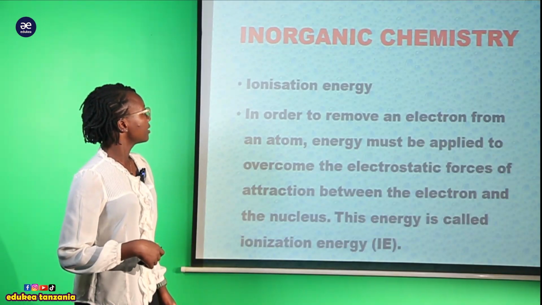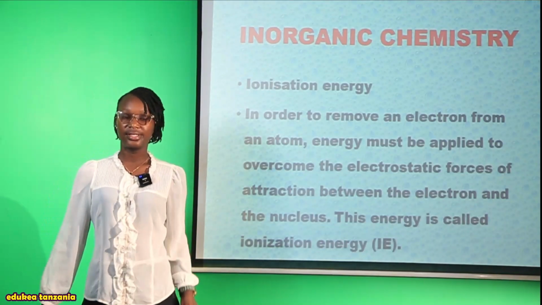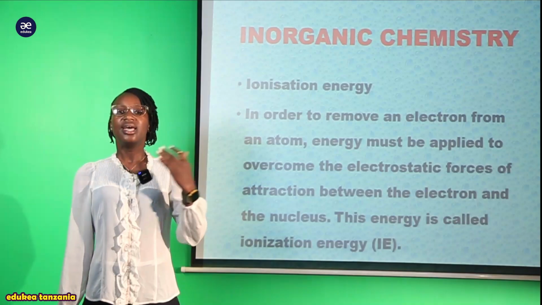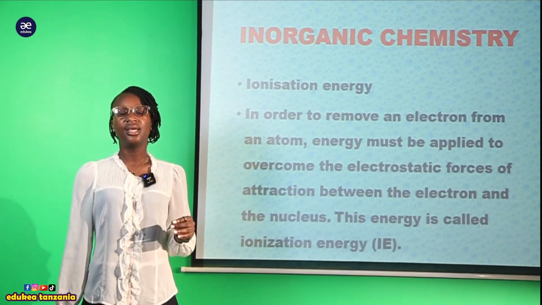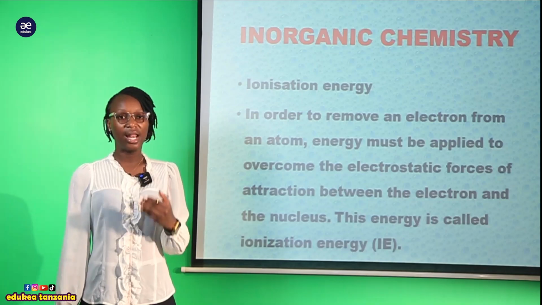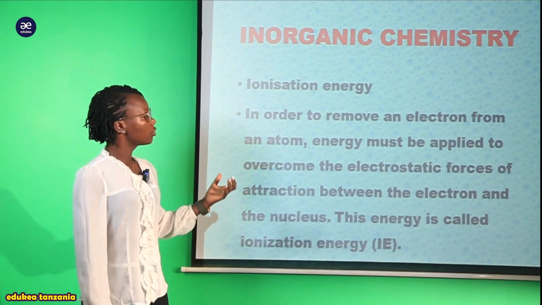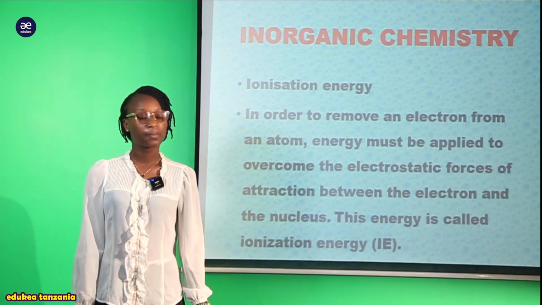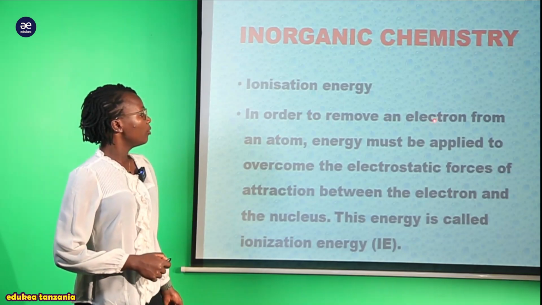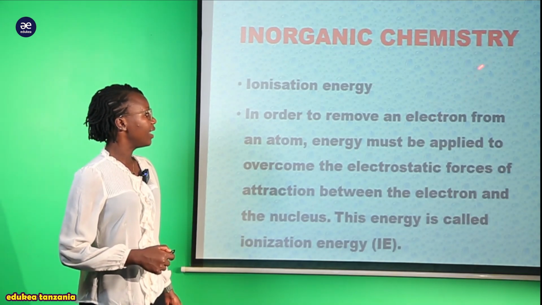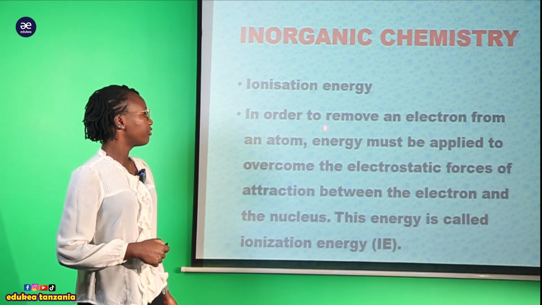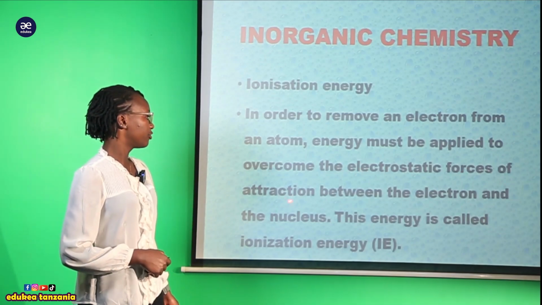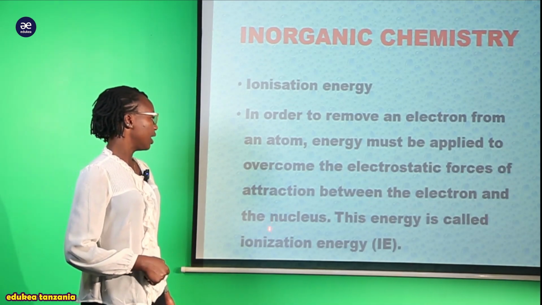So now let us see about the ionization energy. Ionization energy. As we see that this is among of the physical properties of the different elements. So in our trends also we have to talk about this. So in order to remove an electron from an atom, energy must be applied to overcome the electrostatic force of attraction between the electron and the nuclear.